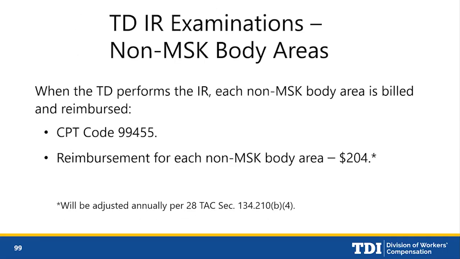When a treating doctor performs an impairment rating for each non-MSK body area, again, those can be found. Currently, we're using the 4th edition of the AMA guides. You need to look there. The CPT code is 99455, and you're going to get units for the number of non-MSK body areas, and those would be reimbursed at $204 each. So remember, if the testing is outlined in the AMA as part of the exam for that condition or injury, you do not get extra reimbursement.